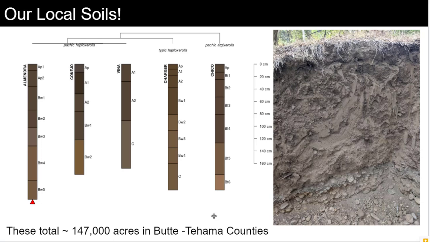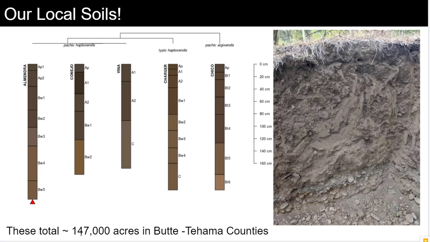Some examples of our local soils. We haven't gone here yet, but in 2 weeks we're going to get in the pit. We're going to see these pits at the farm. This pit here on the right is an example of pit we're going to see at the university farm. Here's the soils as mapped that you would find across those alluvial fans that we just talked about. The Almendra, which means almond in Spanish, Conejo, Vina, Charger, and Chico. Those are all these mollisols or RG and haploxerols, and we'll talk about that when we get into taxonomy.